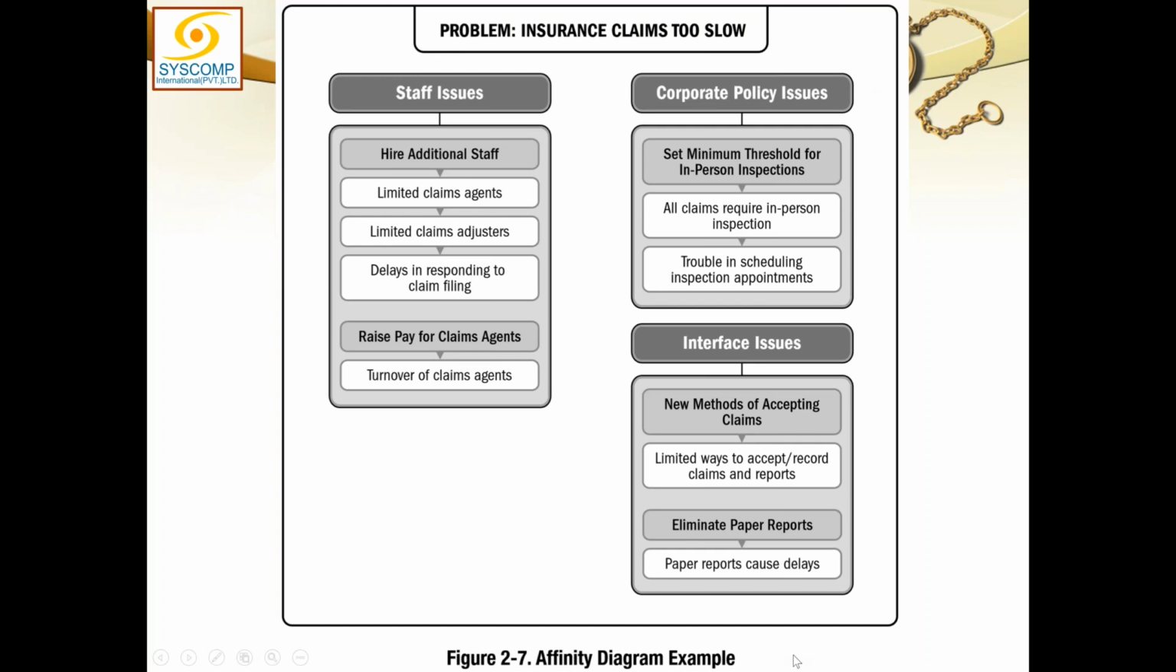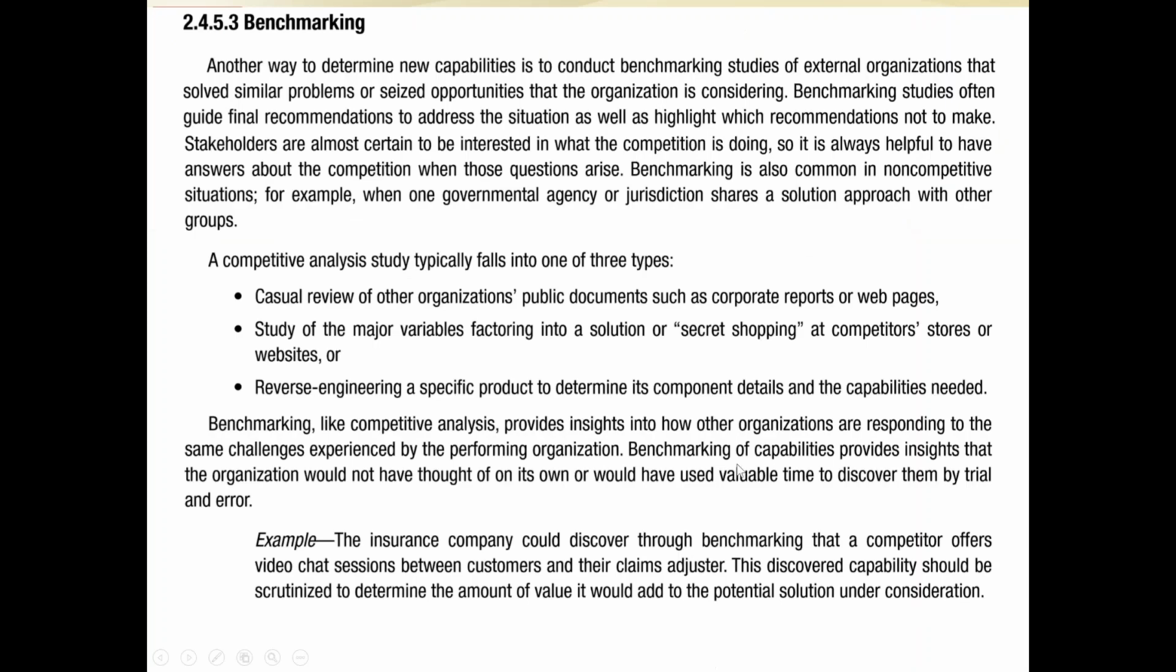We have put the related items together, showing the solution to each problem. But this is not exactly the solution. This is just the capability. Hire additional staff is the capability. How to hire, and that would be a solution. So we will talk about the solution later. But as far as the capabilities are concerned, they are clearly visible in the affinity diagram.